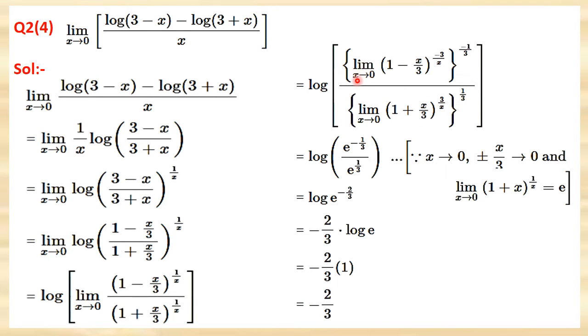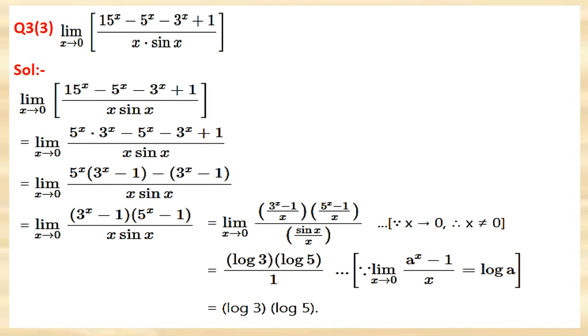Then we know limit x tends to 0, (1 plus x) whole raised to 1 upon x is e. So, e raised to minus 1 upon 3 upon e raised to 1 upon 3. Log of e raised to minus 1 upon 3 upon e raised to 1 upon 3. We can combine these two, that is e raised to minus 1 upon 3 and e raised to 1 upon 3 taken to the numerator, then it is e raised to minus 2 upon 3. Log e raised to minus 2 upon 3 is minus 2 upon 3 log e, or you can directly write e minus 2 upon 3. That is, log e is 1. So minus 2 upon 3 is the value of the given limit.